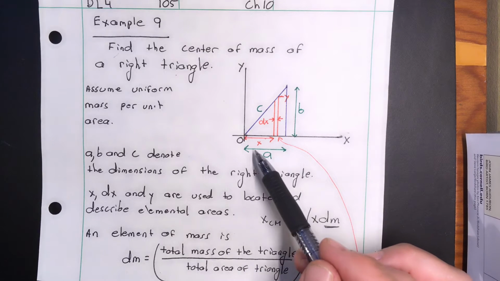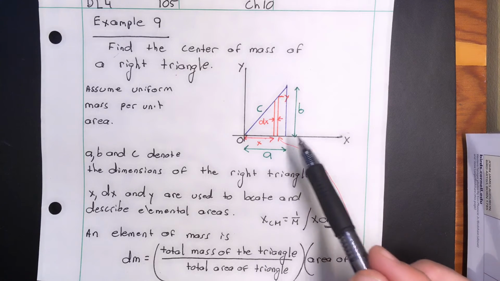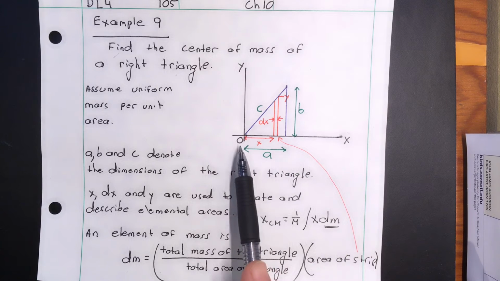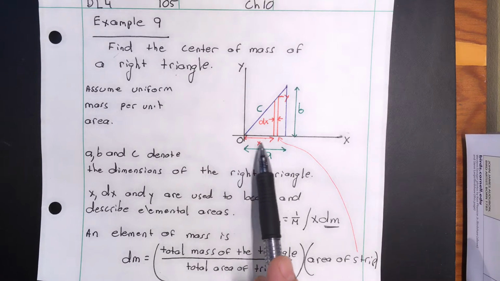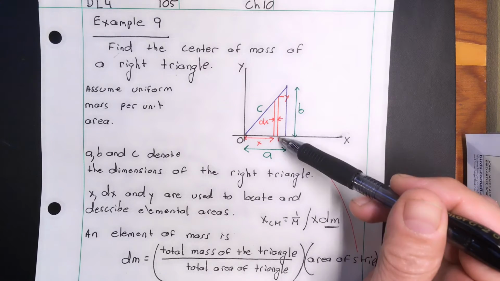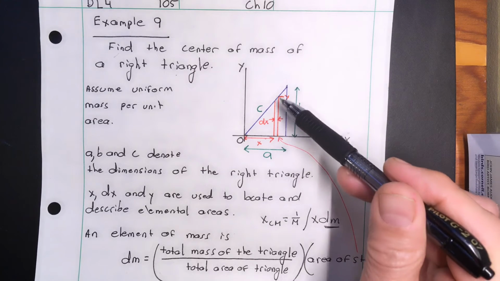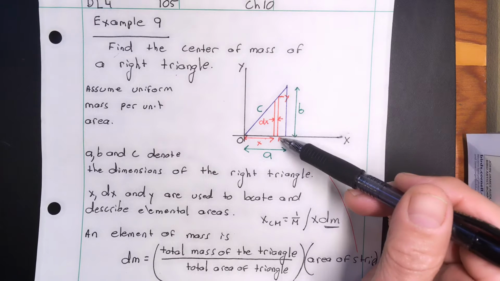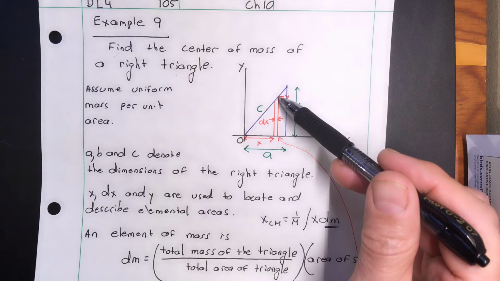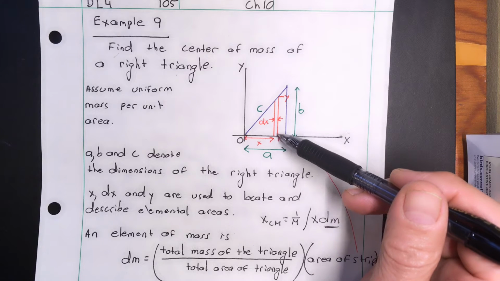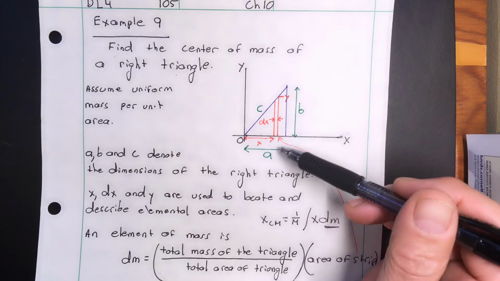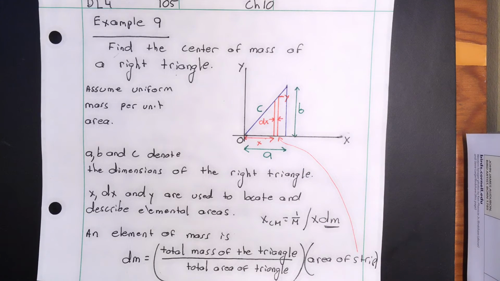A, B, and D are the external dimensions of the triangle. X is the distance along the x-axis from the origin to wherever your infinitesimal little strip that we're considering in the integral is. Y is the height of that strip. Okay, so x, dx, and y change as we integrate. A, B, and C are constants.